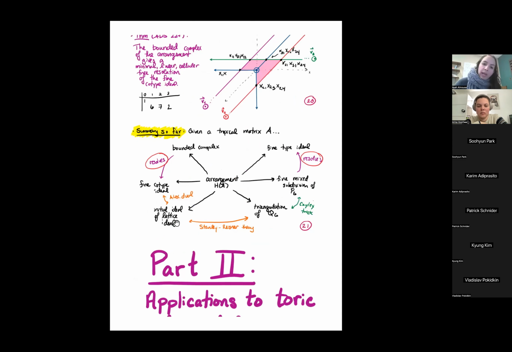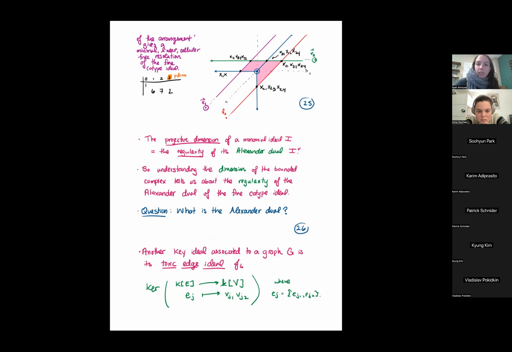But there's another way that you can interpret that ideal, and it's as a toric edge ideal. And so you'll look at this definition and you're like, wait, this is just the same as the definition of the lattice ideal for the root polytope, and that's true. So yeah, here we're just sending an edge in.